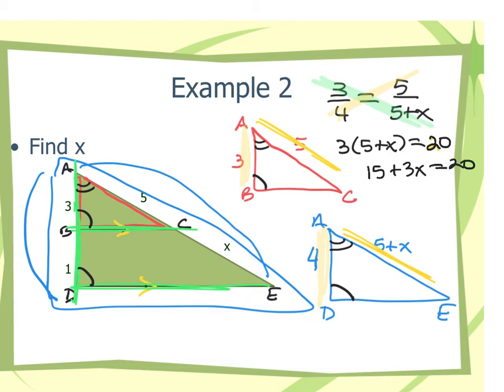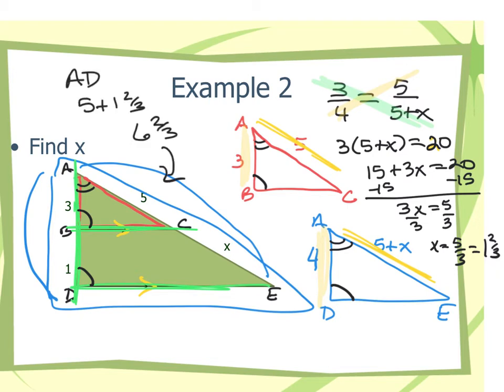I'm going to move my like terms together, so I'm going to move the 15 to the other side. And I get 3x equals 5. Divide by 3. X is equal to 5 over 3, which simplifies to 1 2/3. Pretty good on example 2.